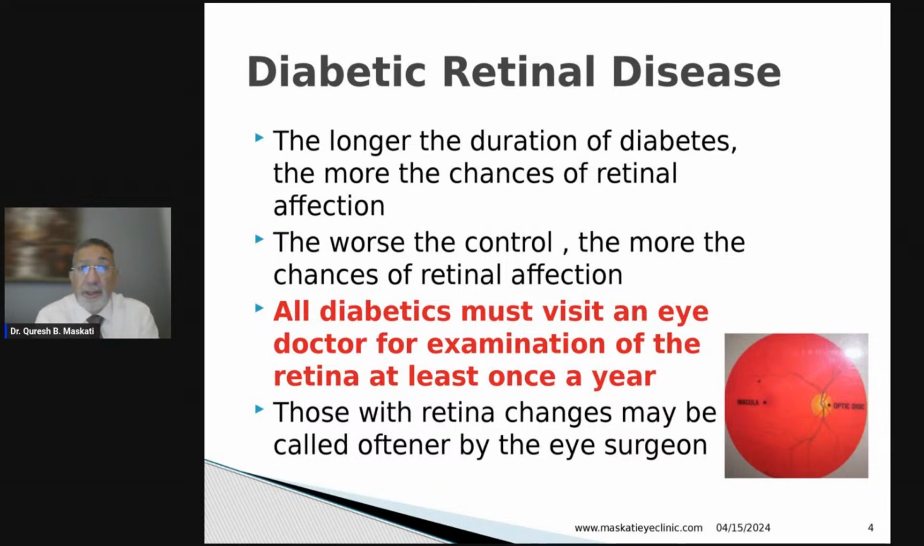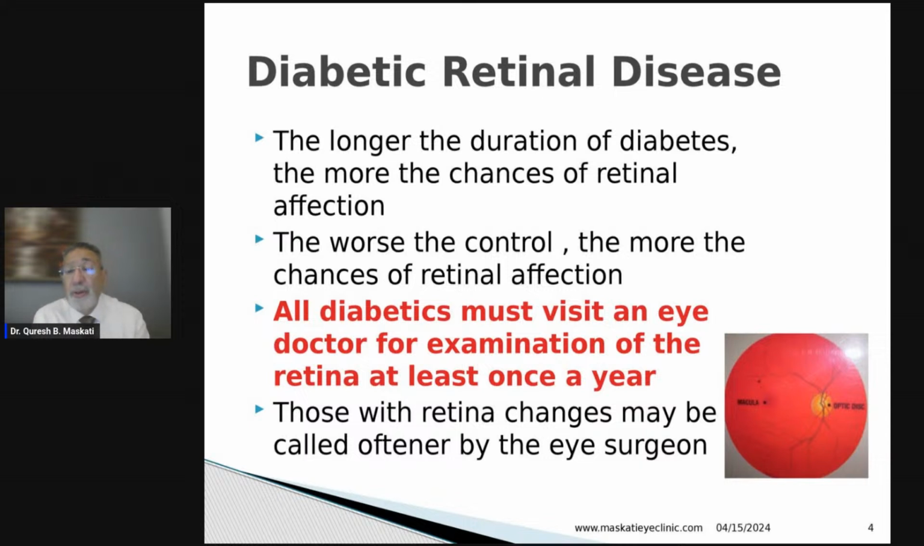Of course, the worse the control, the more the chances of retinal affection. So, in a diabetic which is long standing and poorly controlled, almost 50 to 75% of them, after 15 years of diabetes, will have retinal changes. That's why it's essential that all diabetics must visit an eye doctor, not an optician shop, for examination of the retina, because we put drops, we dilate the pupil, and we have a look at the retina.